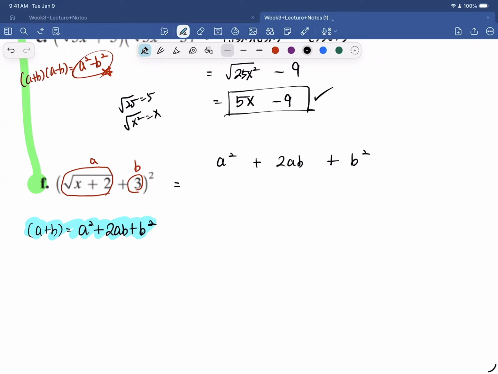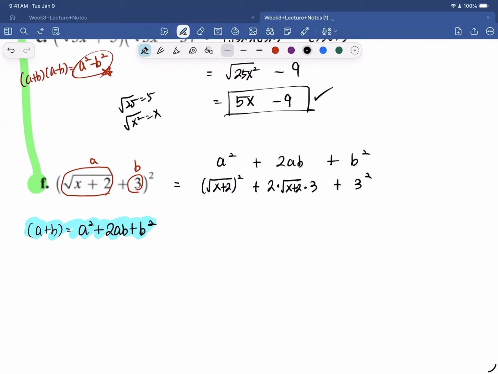So I'm going to replace the a and b. Okay. So a is square root of x plus 2 and then square it. And then 2ab is 2 times square root of x plus 2 times 3, right? That is the 2ab. And then last one is the b squared, which is 3 squared.